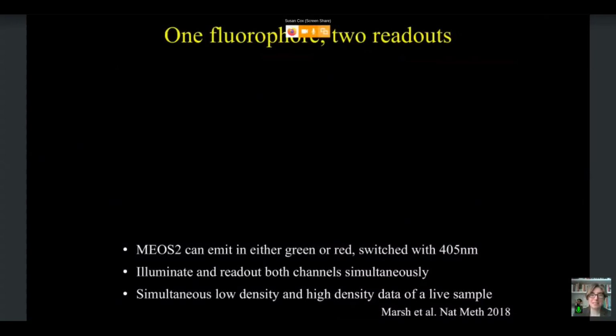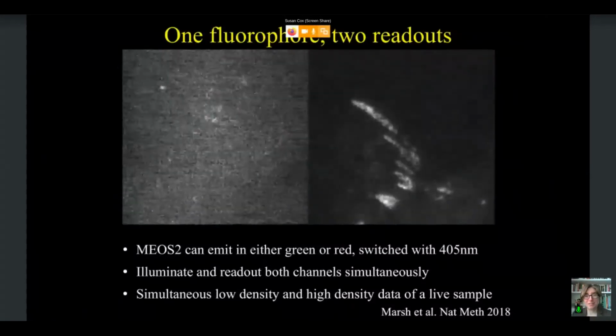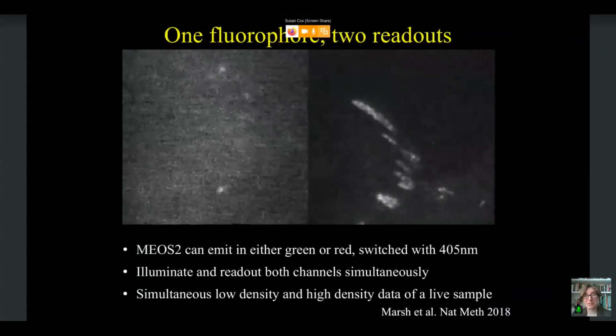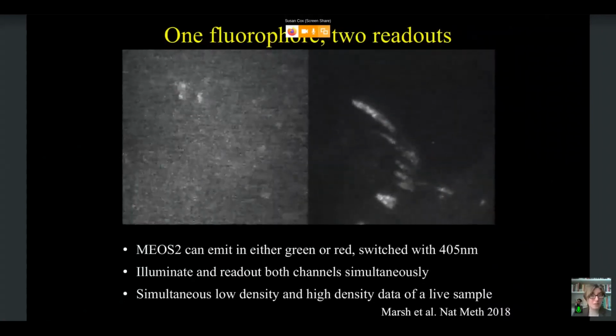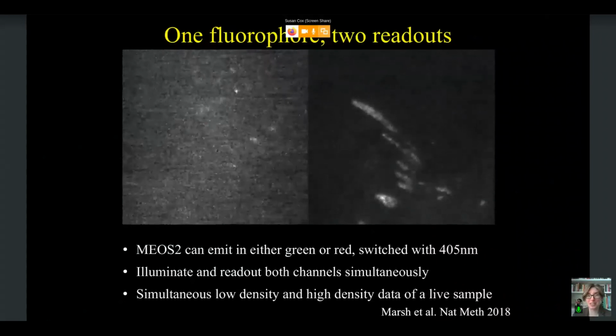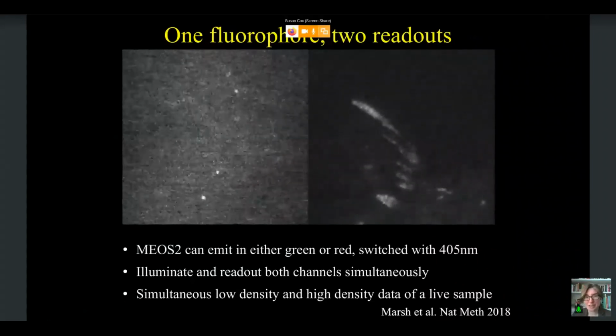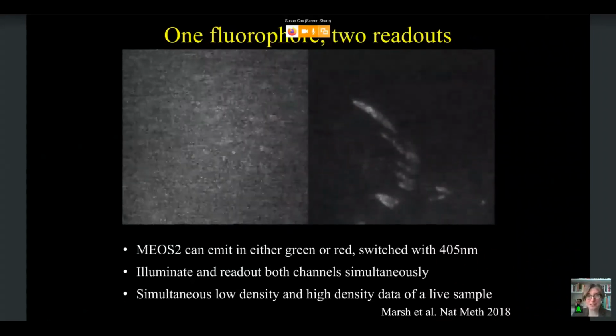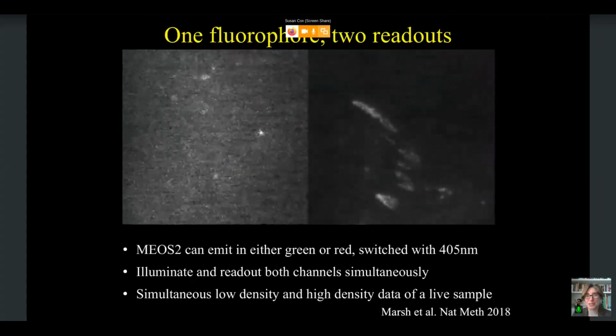We also did vinculin and focal adhesions, but focal adhesions, of course, being 2T, are much, much more challenging. And for various reasons, we only had MEOS 2 for this one at that point in time, and it was not as high performance.